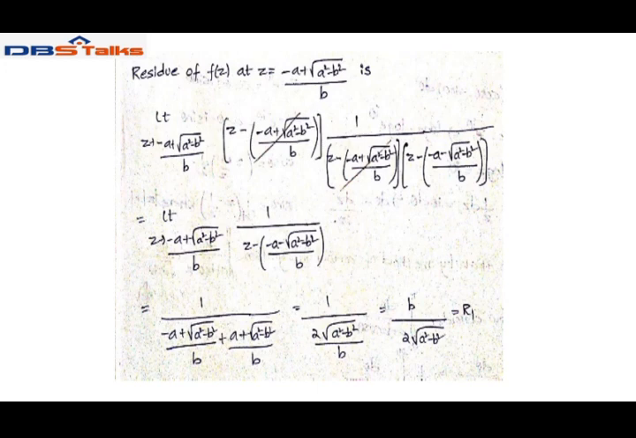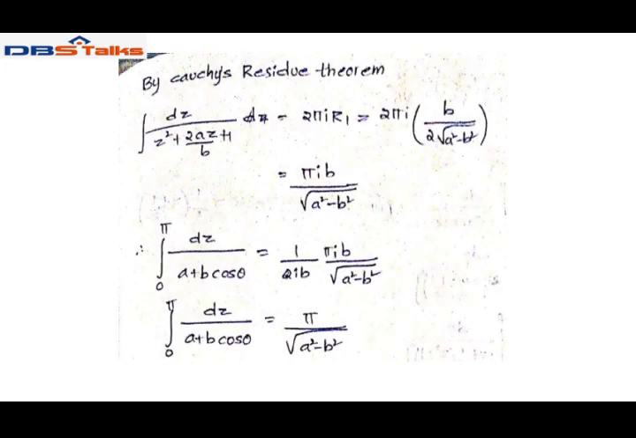After cancellation we get limit z tends to pole, 1 by z minus a minus root of a square minus b square by b. Now substitute z tends to a value, we get 1 by 2 root of a square minus b square by b, that equal to b by 2 root of a square minus b square, that is to say R1. Next pole is outside the circle. So in this problem we have to find only residue R1, R2 is 0.